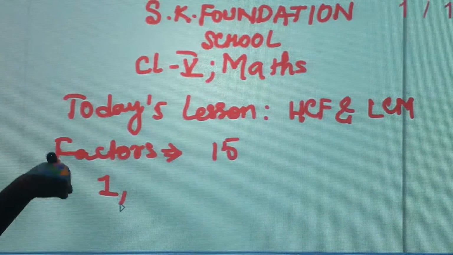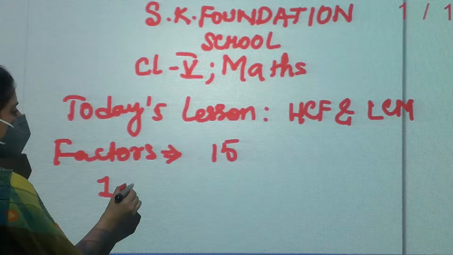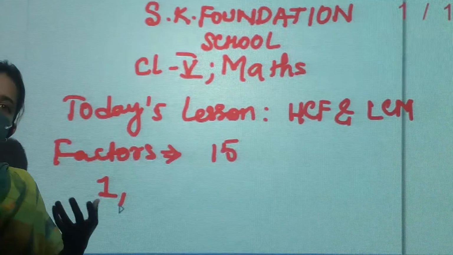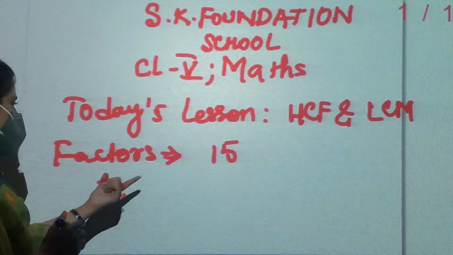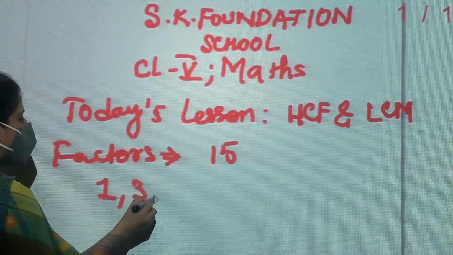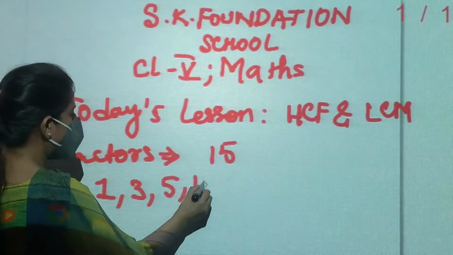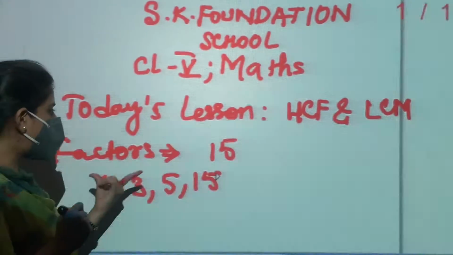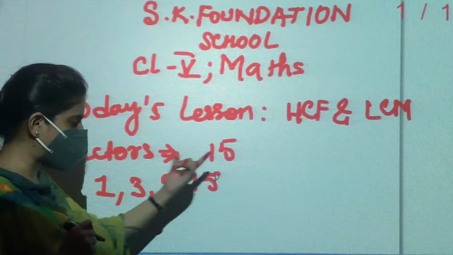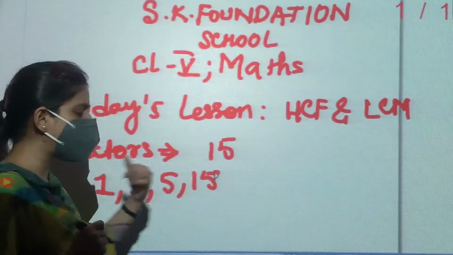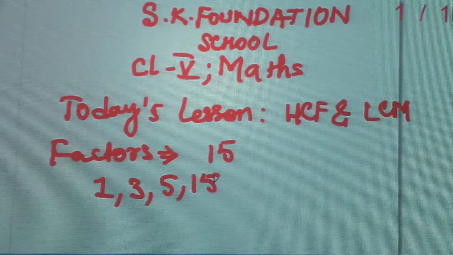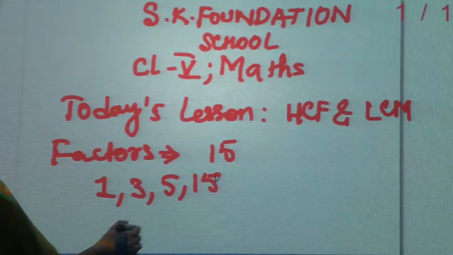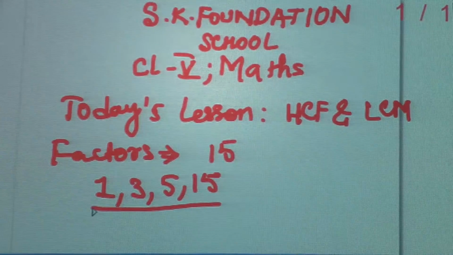2 sevens are 14, 2 eights are 16. So 2 cannot divide 15 in 2 equal parts. Exactly. Divide means without leaving any remainder, completely. So which can divide? 1 can divide, 3 can divide, 5 can divide, and 15 itself can divide 15 completely. So the factors of 15 are 1, 3, 5 and 15. These are called the factors of 15.